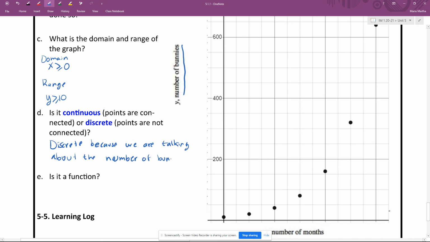Is it a function? If I were to connect all these points and make it a continuous function, you would see it right there. We can say yes, this is a function, because even if it's a discrete function, it only touches one point whenever you do the vertical line test. Remember the vertical line test? You can just pass your pencil vertically. If it touches more than one point, it's not a function. Here, it only touches one point, so yes, it is a function.